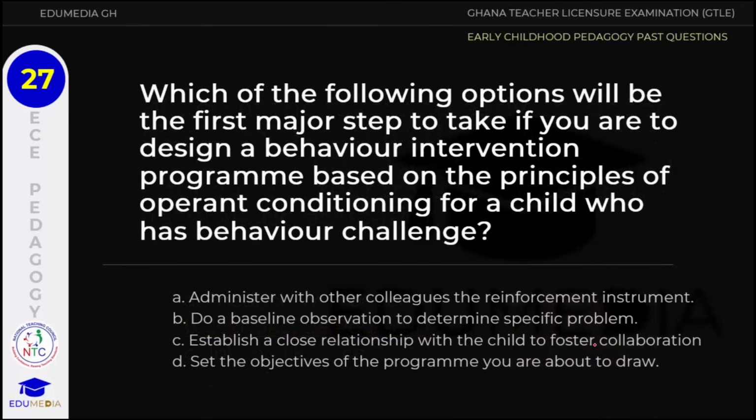The next question is 27. Which of the following options will be the first major step to take if you are to design a behavior intervention program based on the principles of operant conditioning for a child who has behavior challenge? Responses are A. Administer with other colleagues the reinforcement instrument. B. Do a baseline observation to determine specific problem. C. Establish a close relationship with the child, foster collaboration. And D. Set the objectives of the program you are about to draw. The correct answer is B. Do a baseline observation to determine specific problem.